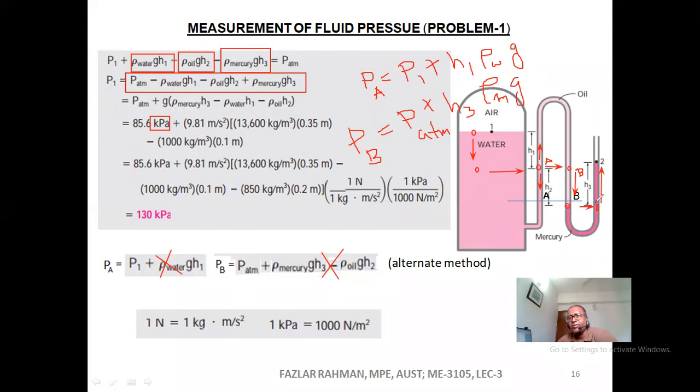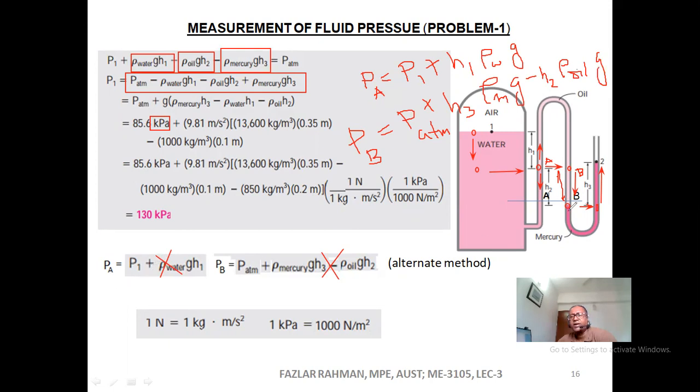So you are now right over here. Then you come over here, same pressure, right over here and over here. Then you are moving upward by what is the height? By H2. This height is H2. And the fluid is oil. So minus H2 rho oil into G.